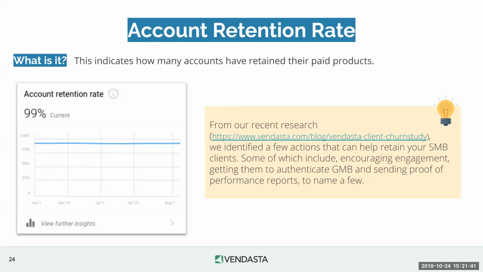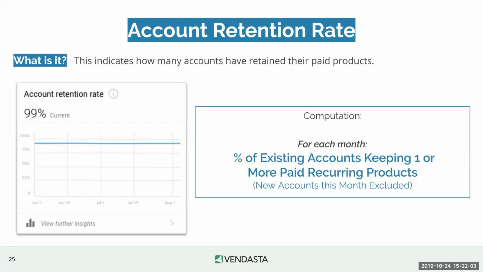Some of which include encouraging engagement, getting them to authenticate the Google My Business, and sending proof of performance reports. But if you really dive into this churn study, you will get some really concrete things that you can do to help prevent an account from churning. This presentation will be available after the webinar, and we'll make sure to include this link so you can check it out. Like I mentioned earlier, this is calculated by looking at your existing accounts in the month, and then the percentage of those that you actually kept and that had a paid recurring product for the next month.